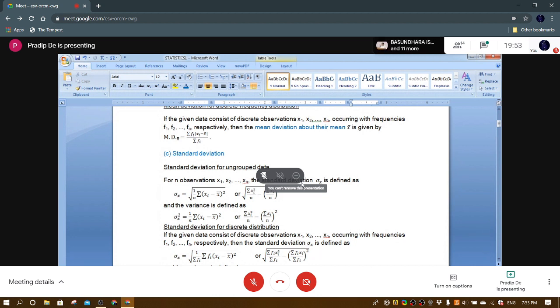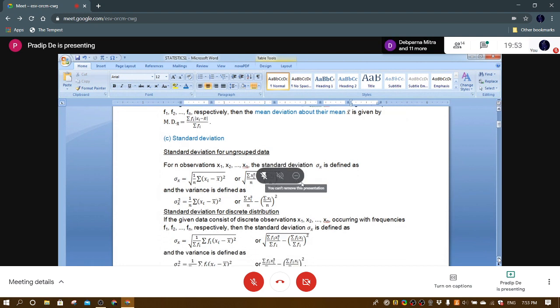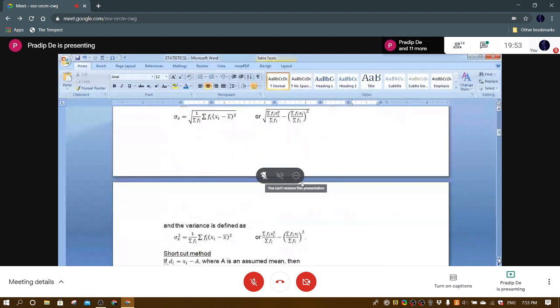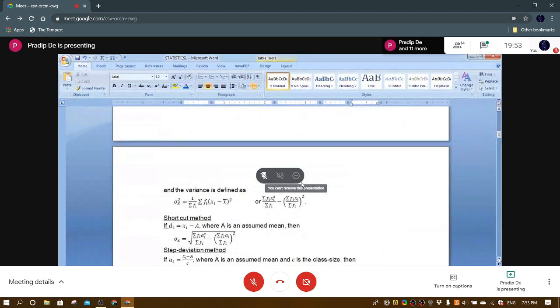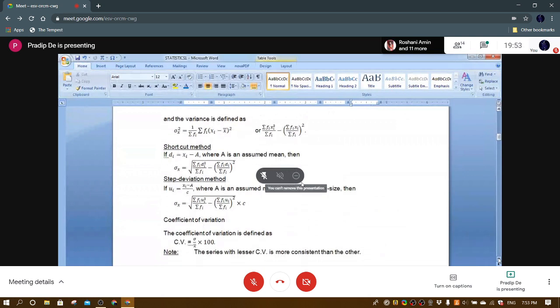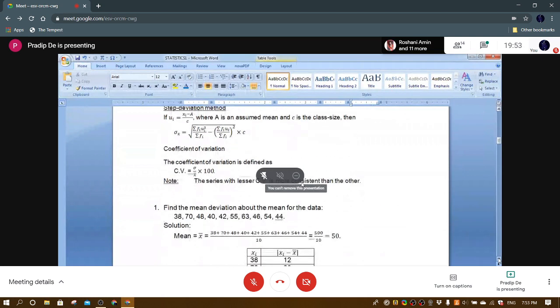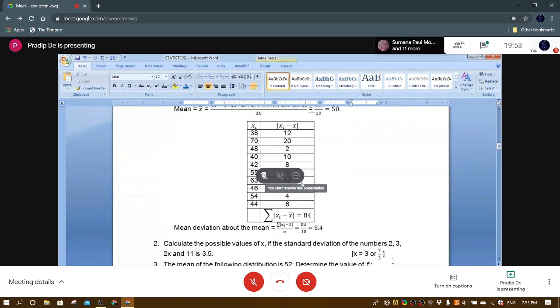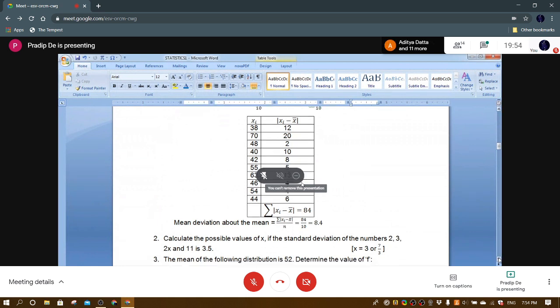For a group distribution, the same formula will be used. But for the group distribution, the values of x will be the mid values of each interval. So we use these formulas one by one for each type. First of all, we take a series of numbers. Say, for example, here I'll give you this sum for classwork. I'll give you a separate sum.